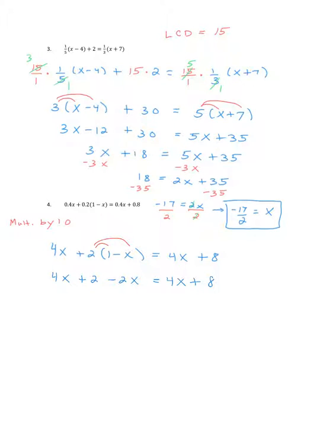On the left, I have 4x and I'm subtracting 2x. That gives me 2x plus 2 is equal to 4x plus 8. I think I'll maybe subtract 2x from both sides. That gives me 2 is equal to 2x plus 8. I'll subtract 8 from both sides, and that gives me negative 6 is equal to 2x. If I divide both sides by 2, I have my answer, and that is negative 3 is equal to x.